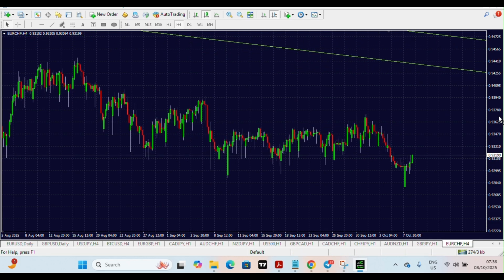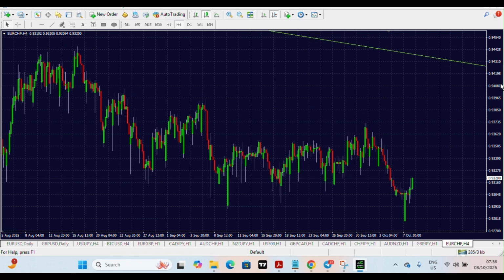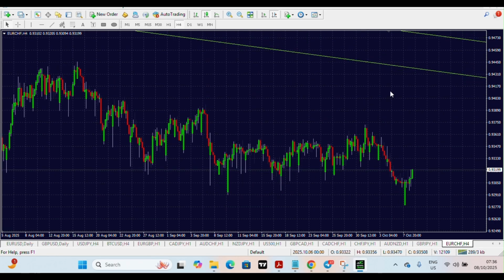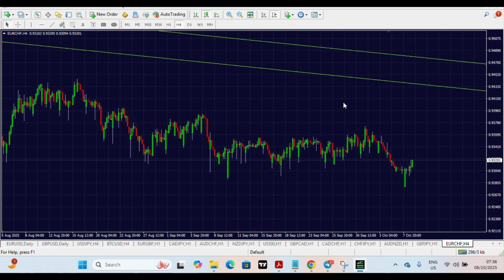All right, so guys, if you look at what is happening in the market now, you see that price has moved away from this structure level. So what do we do now? You want to make sure that you wait patiently.